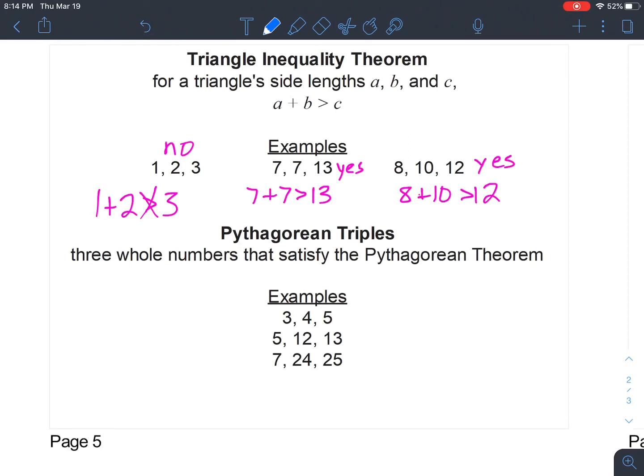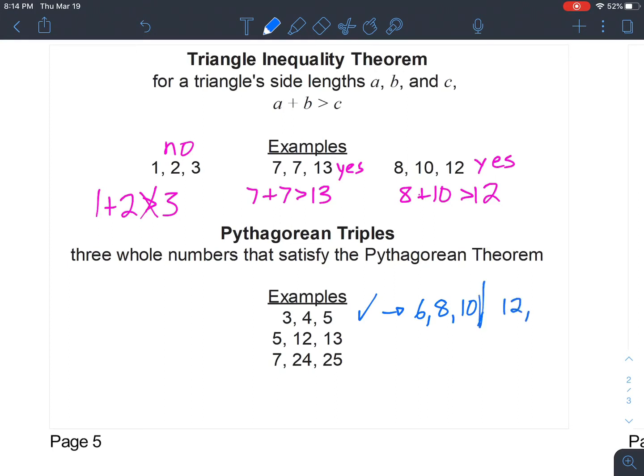Now below them, we have the Pythagorean triples. I kind of mentioned this earlier because we had a question with a 6, 8, 10 triangle. So 3 whole numbers that make the Pythagorean theorem true. So 3, 4, and 5, that will work. And by the way, any multiples of 3, 4, and 5 will work as well.